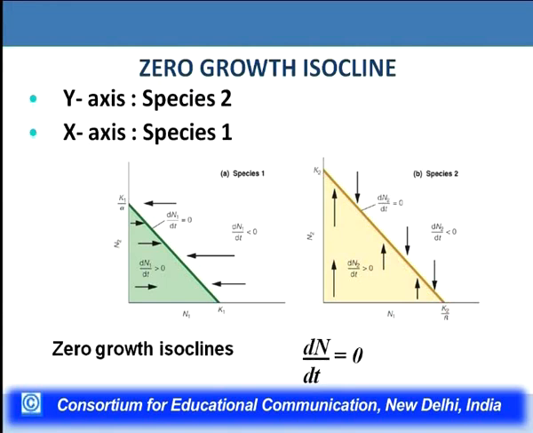Towards the left of this line, we see arrows pointing toward the line, which means this is the zone where dN by dt is greater than 0, because the number of individuals is not that high, the resource is not being used to a very great extent, and therefore the population keeps on increasing. But if we look at the right hand side, we see that arrows are moving towards the left, towards the line, which signifies that here the rate of growth of the population of species 1 is less than 0. That means if the number of individuals increases to this extent, then the population will start declining.